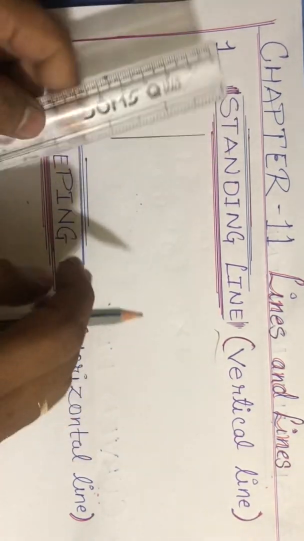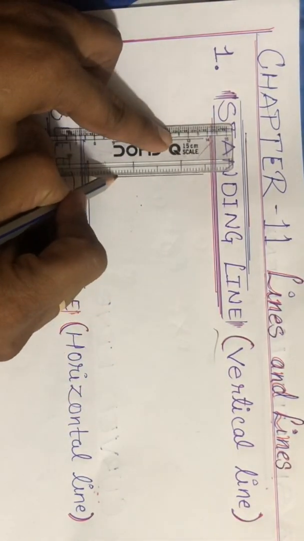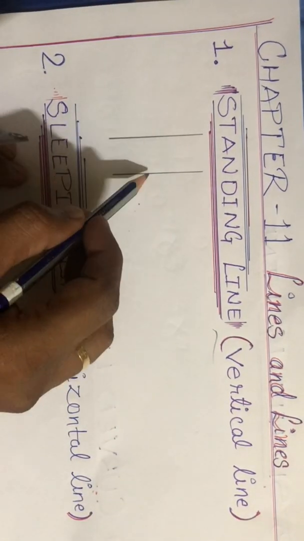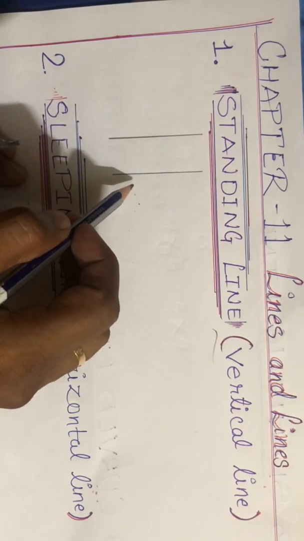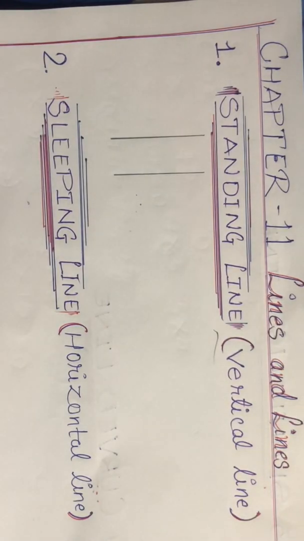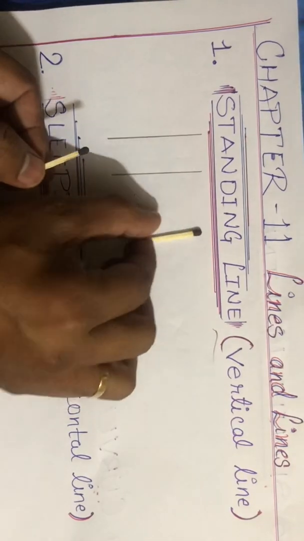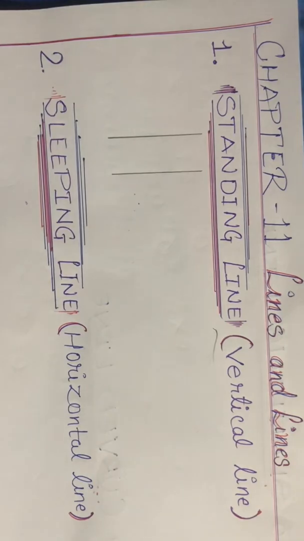Okay, one more line I will draw. So these two lines are called standing line, and you can also call them vertical lines. Okay, we can do one activity. You will need one Fevicol and this mastic box, and these are the mastic. You can stick it with the help of the Fevicol.